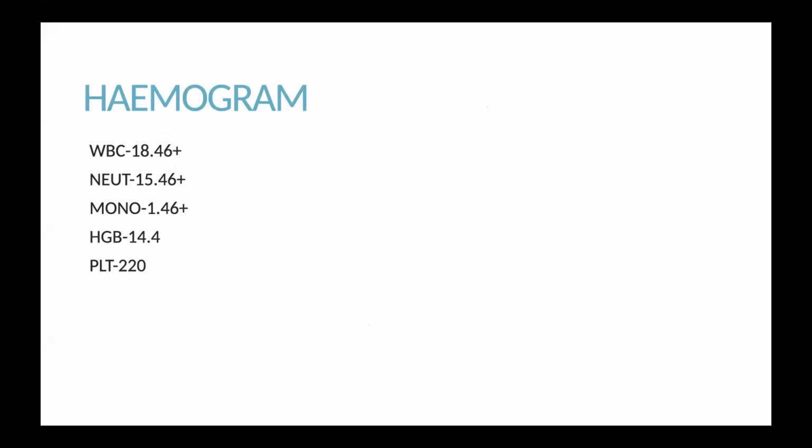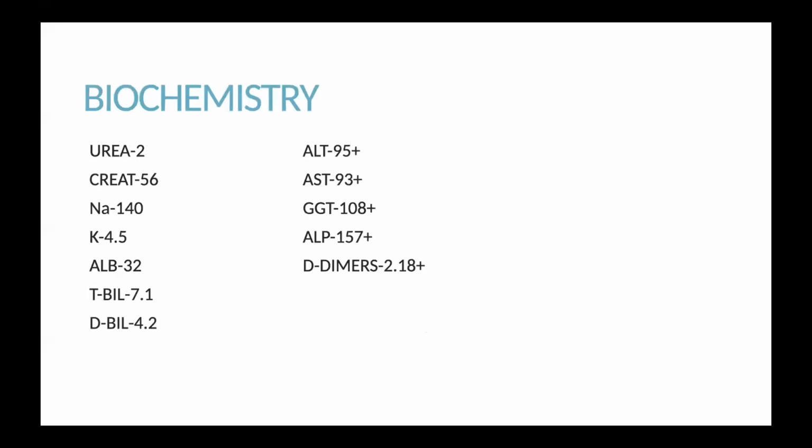Next. Her hemogram: her WBCs were markedly elevated at 18.4 with a neutrophil count of 15.46. Monocytes were also elevated. Her Hb was at 14.4 with a platelet count of 220K. On biochemistry, the UECs were within normal ranges. In her LFTs, her ALT, AST, GGT and LDH were all elevated, showing some signs of hepatic injury, together with a high D-dimer of 2.18.